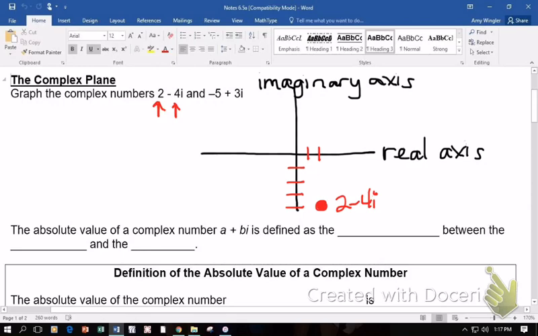If we plot the next point, negative 5 is 5 on the real axis to the left. Positive 3i is up 3 on the imaginary axis. So negative 5 plus 3i is in quadrant 2.